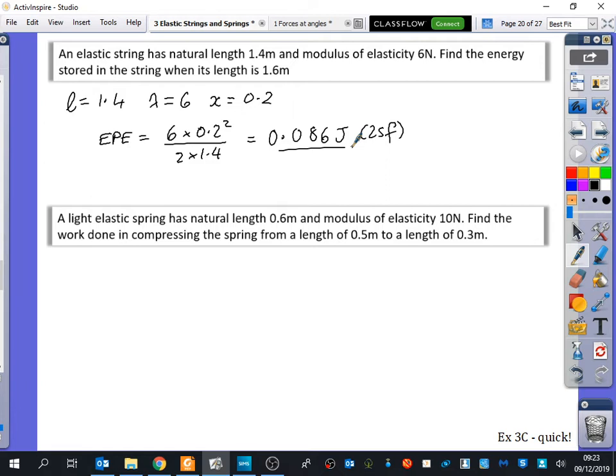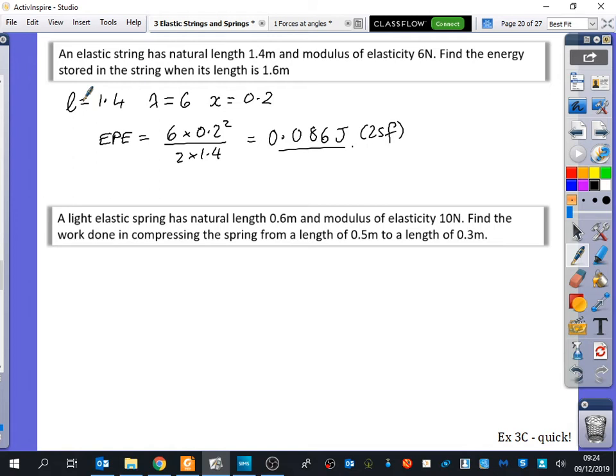Next one, a light elastic spring has natural length 0.6 meters, modulus of elasticity 10. Find the work done in compressing the spring. Pardon? That's E, that's L. That's my natural length. They're curly L's that we have, yeah? Find the work done in compressing the spring from a length of 0.5 to a length of 0.3.